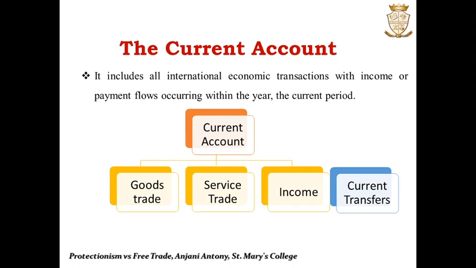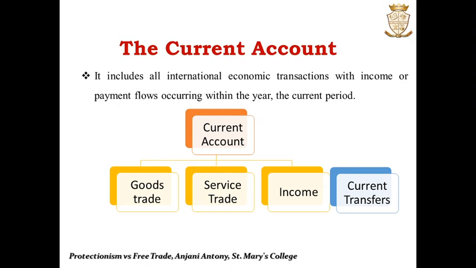The current account includes all international economic transactions with income or payment flows occurring within the year or the current period. This current account is classified into four subcategories. First one is goods trade. This goods trade includes all the exports and imports regarding goods.